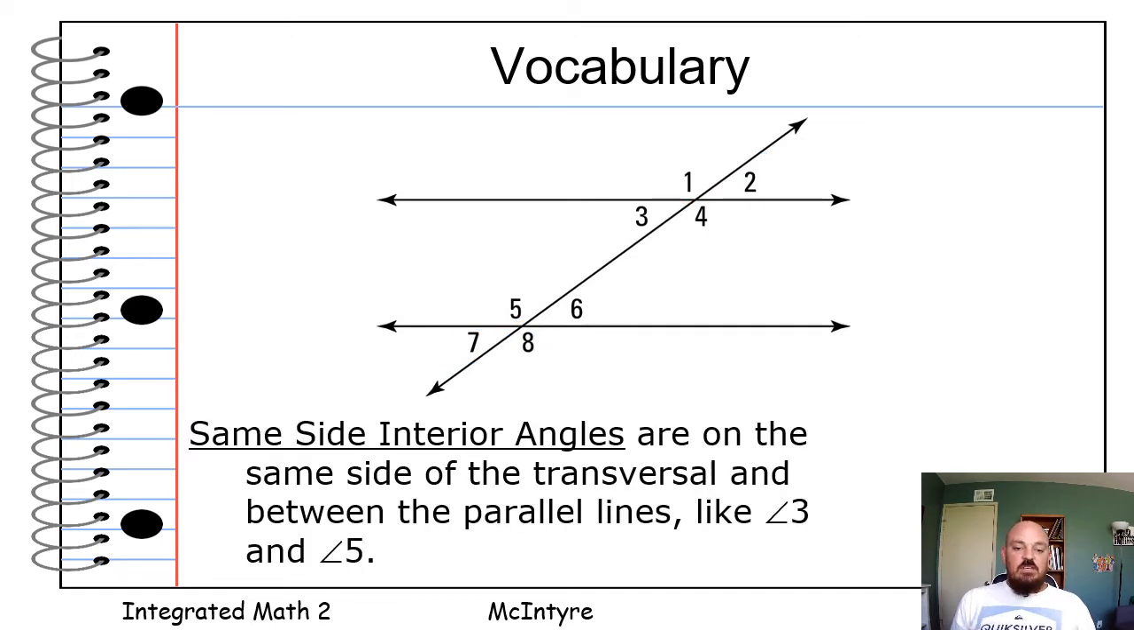The next thing we have is same side interior angles. Now we already know what interior means. Interior means between the lines. This time, instead of alternate, one on each side of the transversal, we want them both on the same side. So if I want to be in between the lines and on the same side of the transversal, one possibility, which I typed into the notes, is 3 and 5. Same side of the transversal, interior of the parallel lines. The other possibility would be 4 and 6.